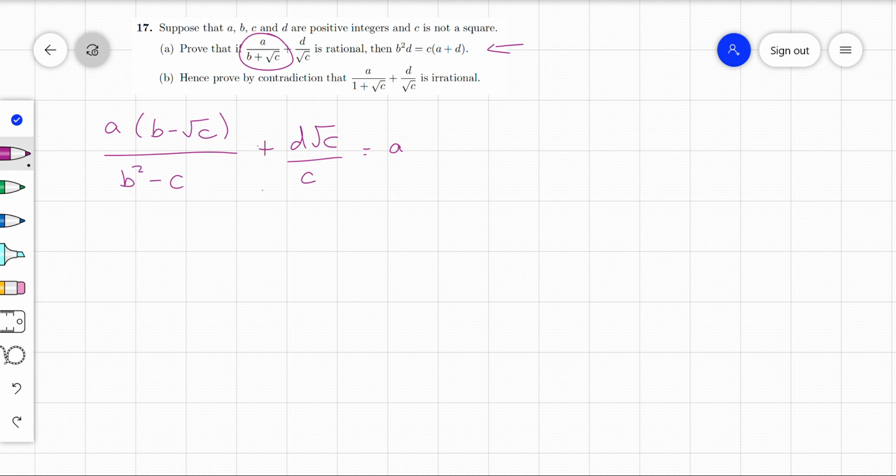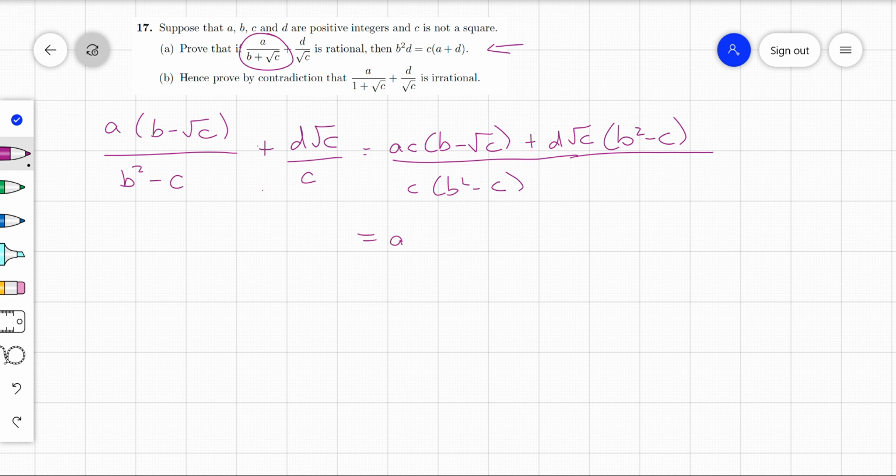Let's make a common denominator at the same time. So the common denominator here would be c and b squared minus c. So here I'm going to times the first one by c. And the second one, which is d root c, I'm timesing by that first denominator, which is b squared minus c. So you can see all together what we're going to get.